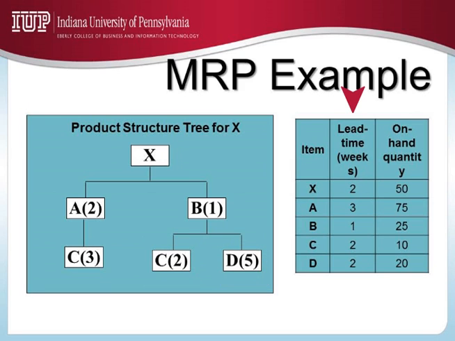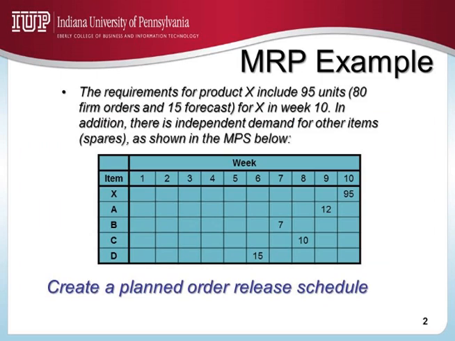And then we have given the lead times here. So 2 weeks for the final assembly of X with A and B ready, 3 weeks for A, 2 weeks for C, 2 weeks for D, 1 week for B. That's all given here. Then you're also given the on-hand quantity for each of these items. This is your inventory status or inventory record.